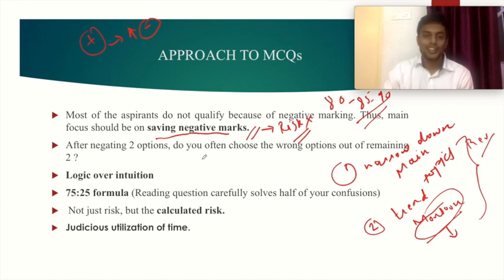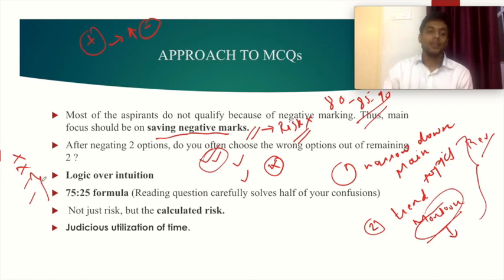Now, this is the most common doubt among aspirants: I have been able to negate two options, A and B, but then I always mark the wrong answer. Why does it happen to me? Does this question occur to you as well? Do you often choose the wrong option out of the remaining two? Because when there are four options, of course your confidence will be high after negating one or two. Now the game is between these two options. But most of the time we end up marking the wrong answer.